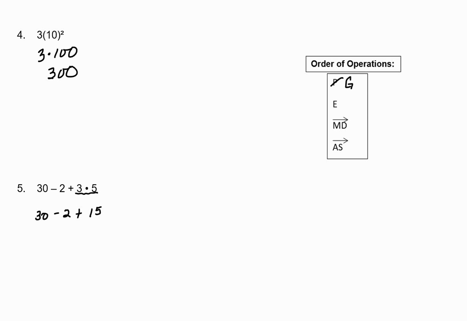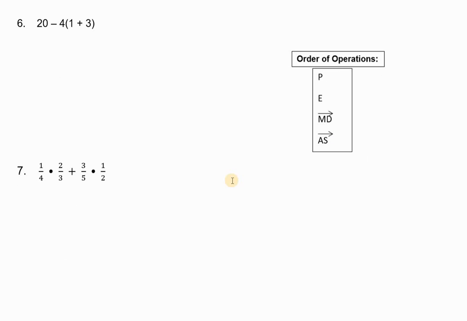Now, it's very tempting from here to want to add the 2 and 15, but you do not do that. Remember that you're doing addition and subtraction from left to right. That's why that arrow is over the A and the S over here on the right-hand side of my screen. You do addition and subtraction from left to right. So I'm going to do 30 minus 2, which is 28, and then add 28 and 15 and get 43.